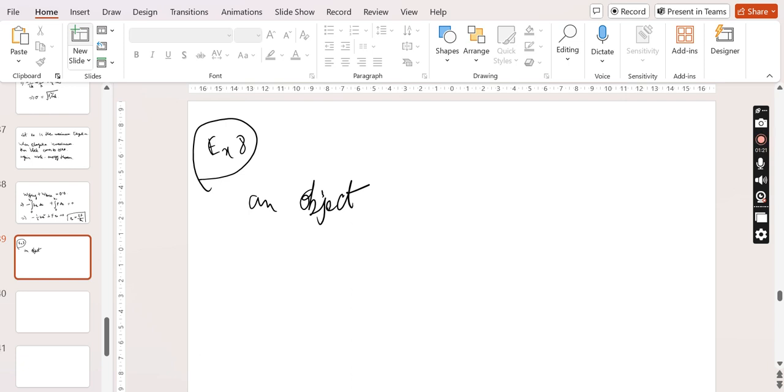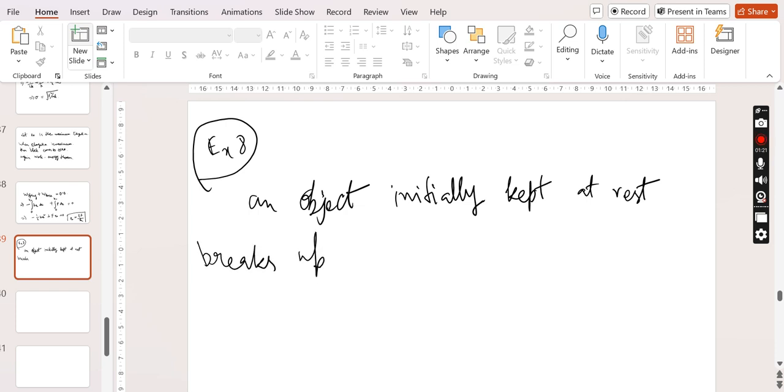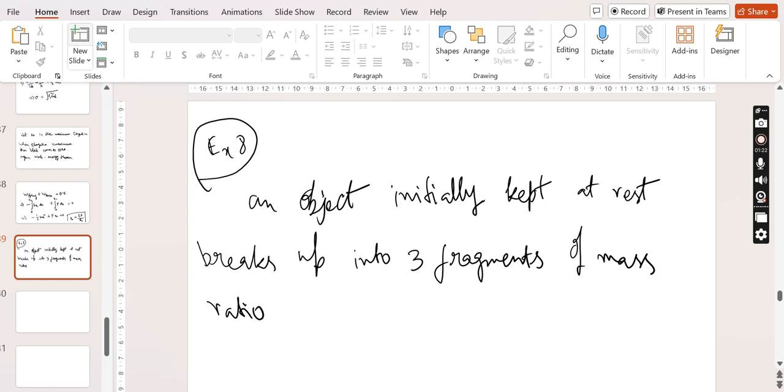Question, then I can read it at once. But initially kept, picks up into three fragments of mass ratio 1:2:3.